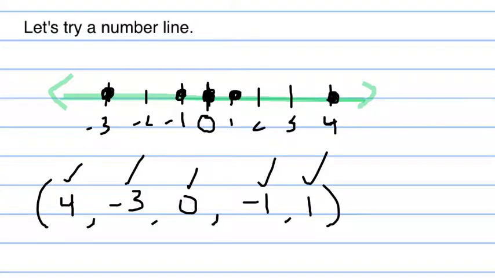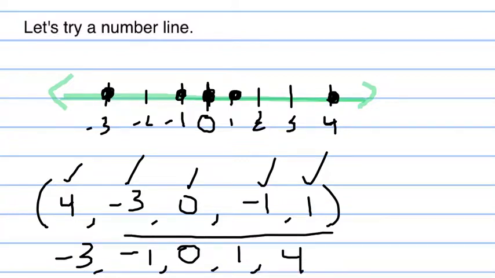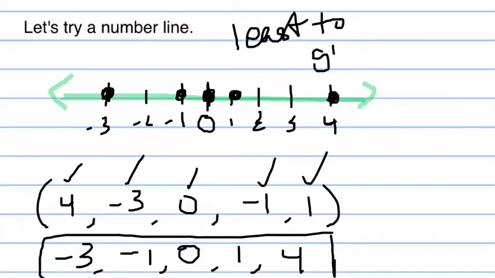Now by looking at my number line, they're all in order. So now I'm going to say this is the order from least to greatest. Negative 3 would be first, negative 1 would be second, then 0, then 1, and then 4. So this is my answer. These numbers are in order from least to greatest. And most of the time that's how we will order them unless they tell you something different.